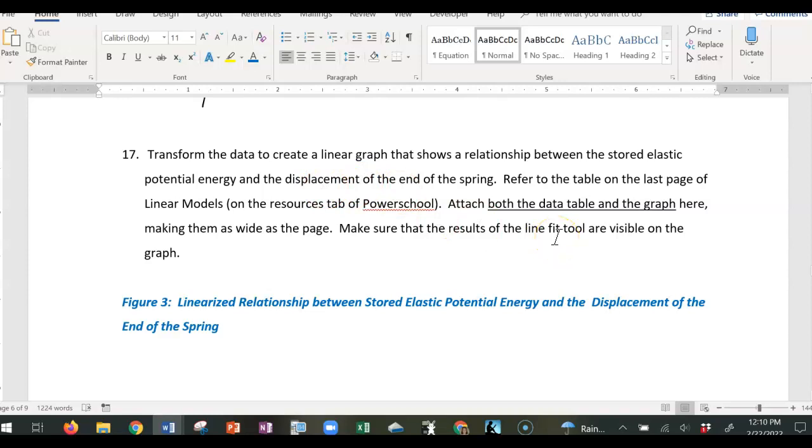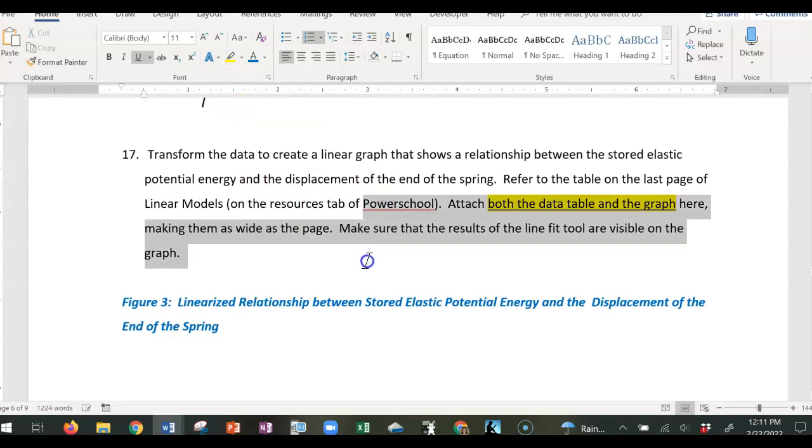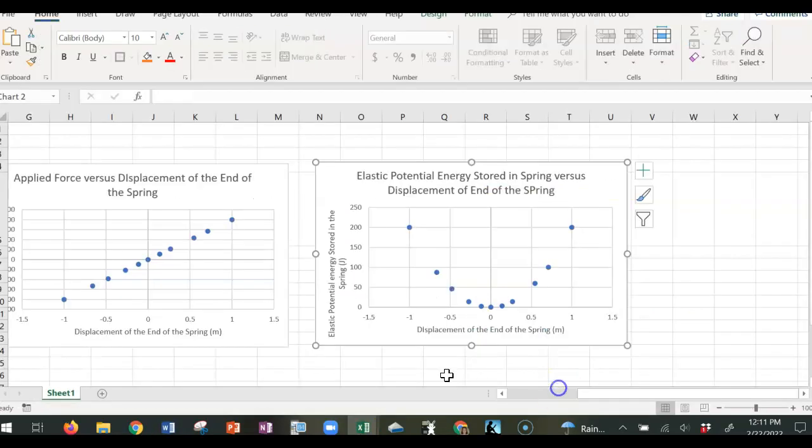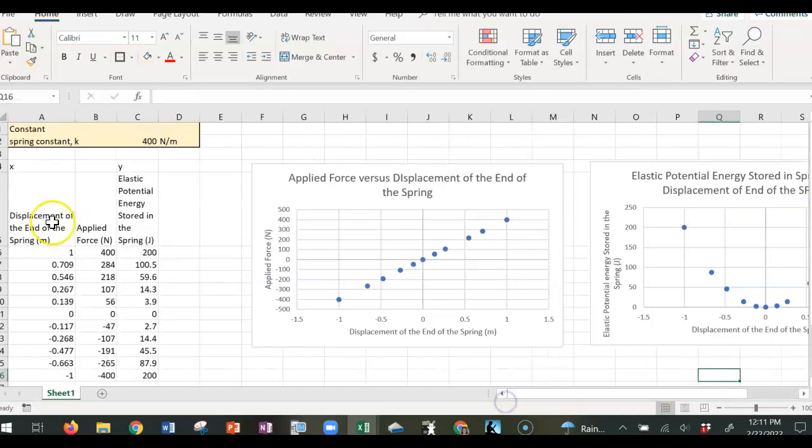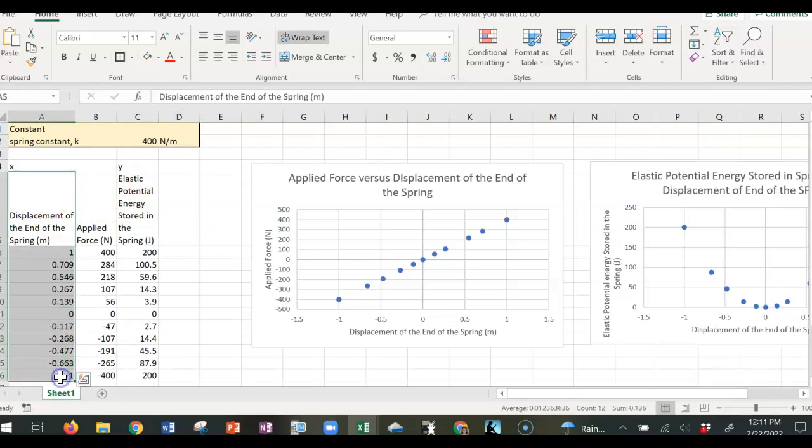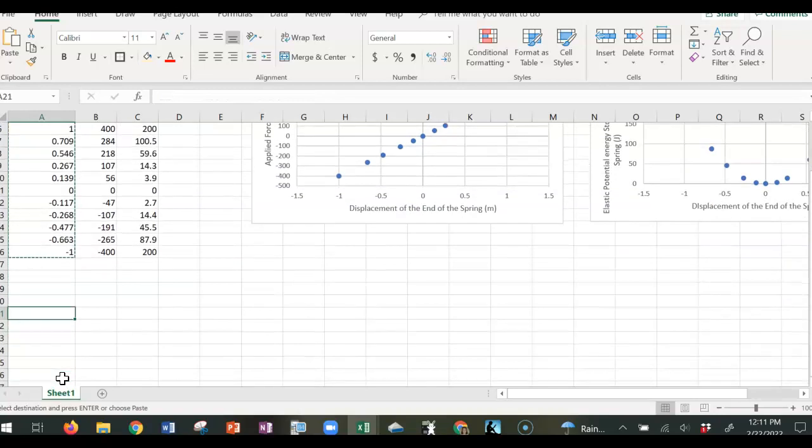Now it wants us to transform the data to create a linear graph, that we do so that we can make a physics equation. When we do this, we're going to have to attach both the table and the graph in our report. So let's see here. I'm going to go back to Excel, and the original data table is right here. I'm going to copy these two columns. I'm just going to highlight it and say Control-C, and let's go down a little bit and paste it.